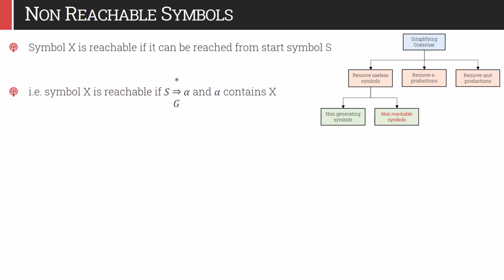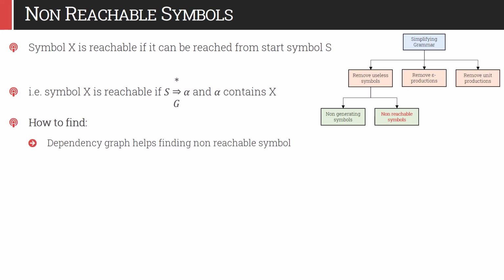So let us first understand what a non-reachable symbol is. Symbol X is reachable if it can be reached from the start symbol capital S. That is, symbol X is reachable if we have some production S derives alpha. Now S derives alpha may be a direct production or it may be derived through some steps. But if that alpha contains capital X, then we can say that X is reachable from the start symbol capital S. Again, if we can reach any symbol X from the starting symbol capital S, then X is a reachable symbol, otherwise it is not. So how to find it?